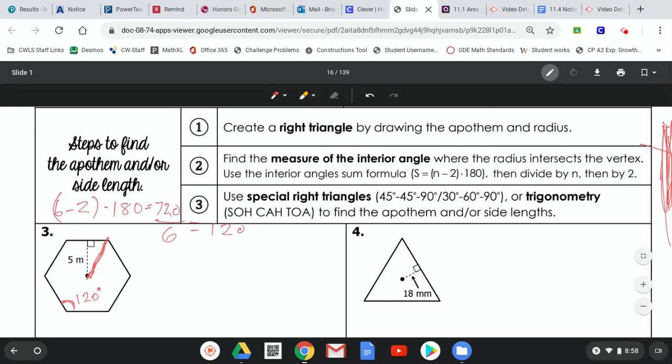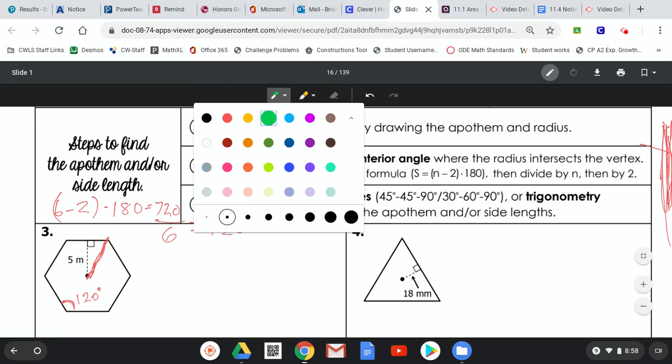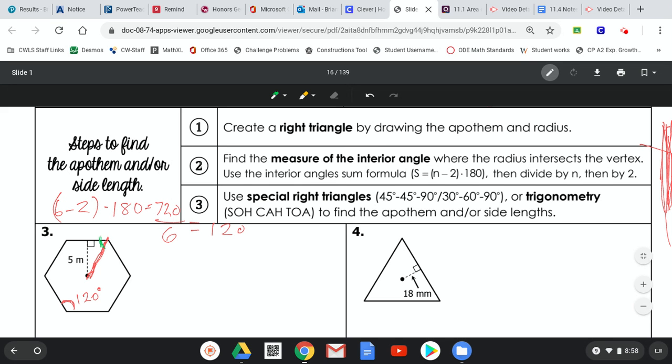Finding that 120. What we're going to find here is this angle right here. That angle has a relationship to this 120. It's just half of the vertex angle. So first step, find the total sum of the angles, divide it by the number of sides, and then find that angle made by the vertex and the radius. That angle is just going to be half of the total vertex angle.